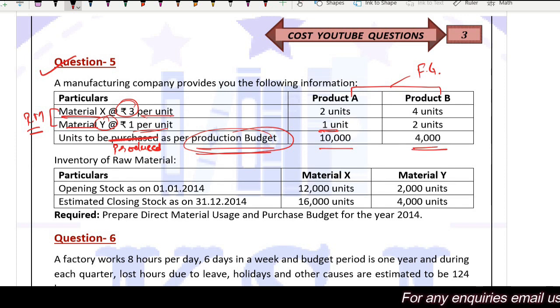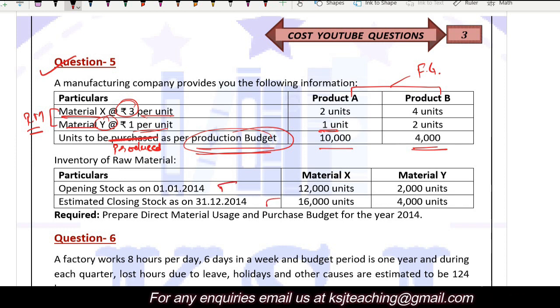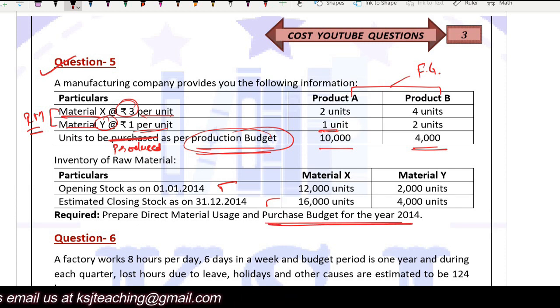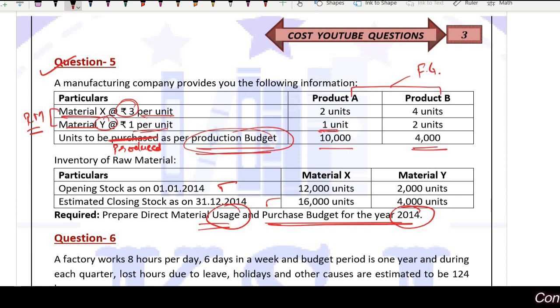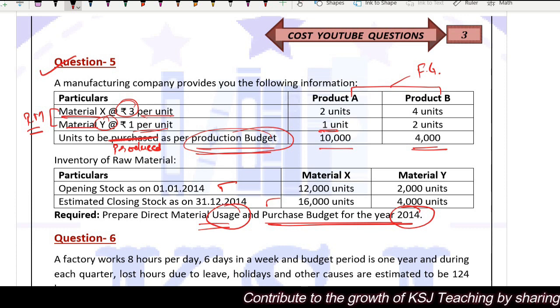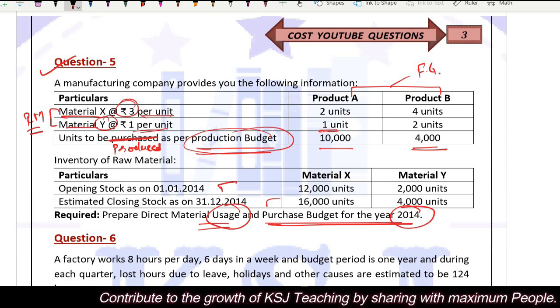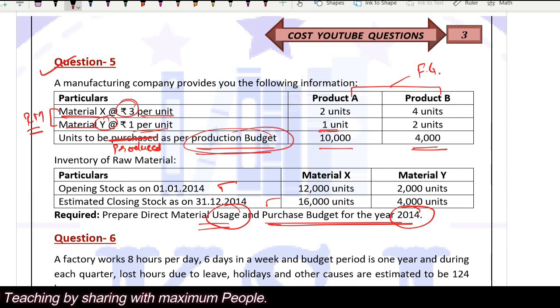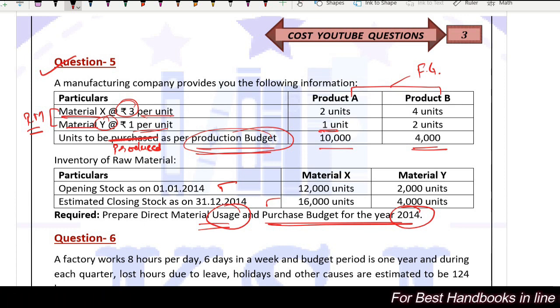Clear? Inventory of raw material, material X and material Y. Opening stock is given, estimated closing stock is given to you. Prepare the direct material usage and the purchase budget for the year 2014. What material is to be used? Usage means what material will be used depending upon the number of units that you have decided to produce as per the production budget. And depending upon that usage and the opening and closing inventory, what is the number of units that you are going to purchase? So there is a difference between the words usage and purchase.